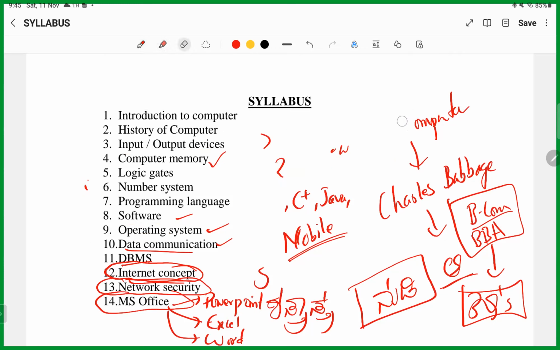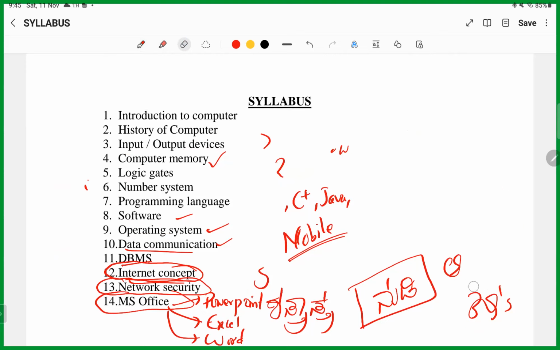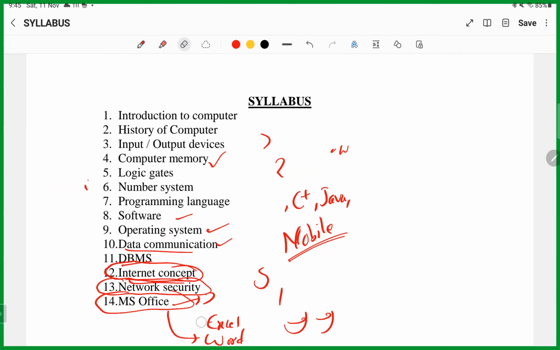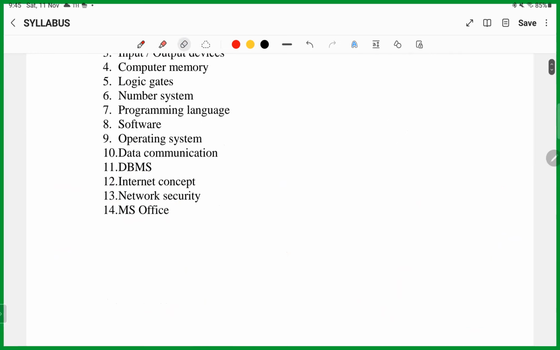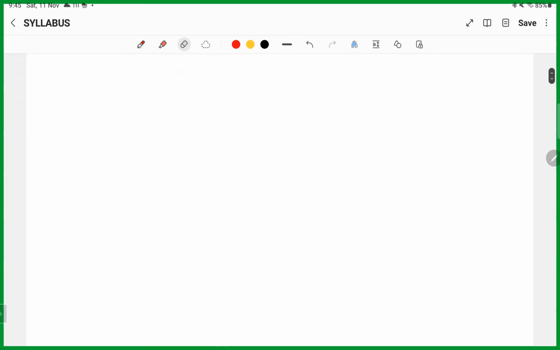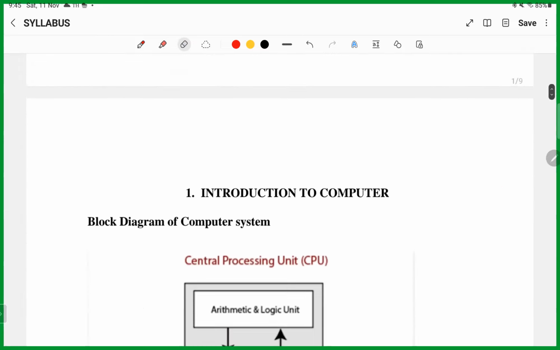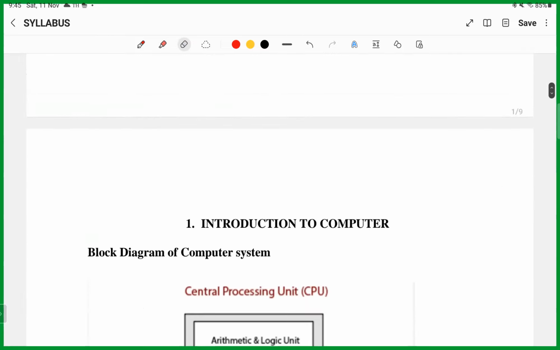Did you take down all this? Okay, let us move to the next one. So the syllabus is clear. Let's move to the first chapter probably: Introduction to Computer.